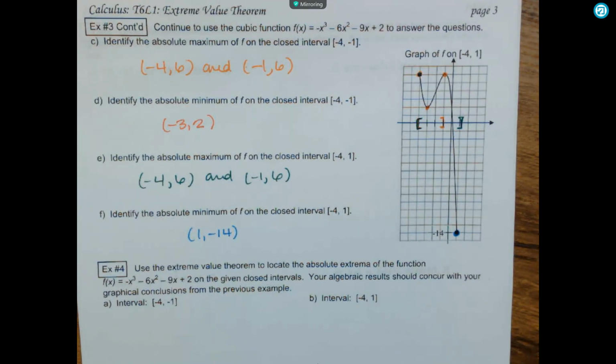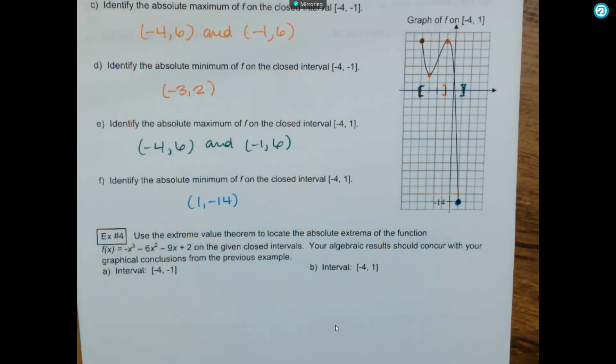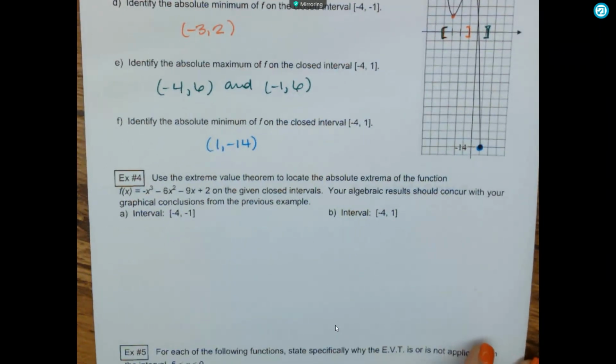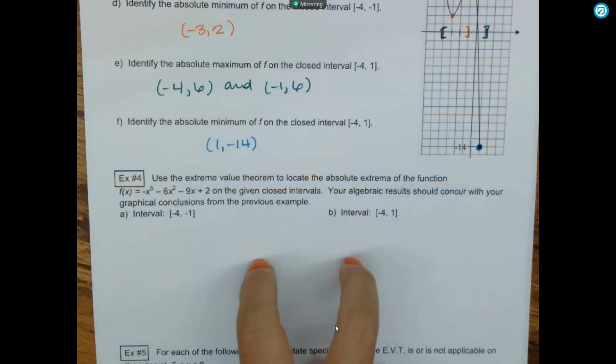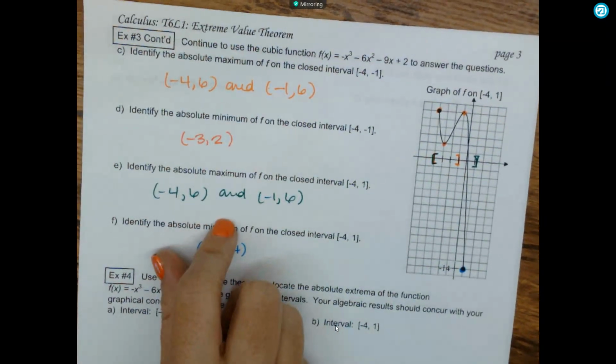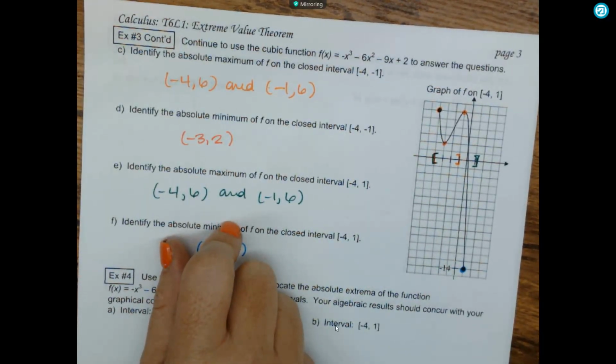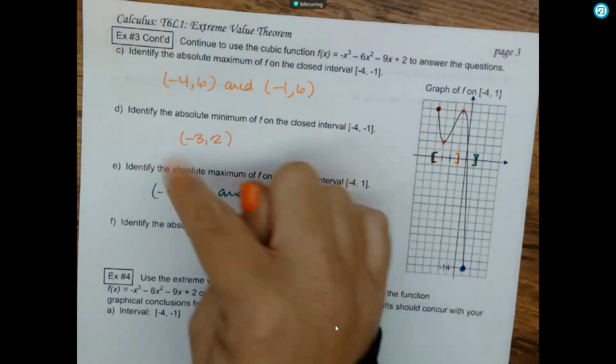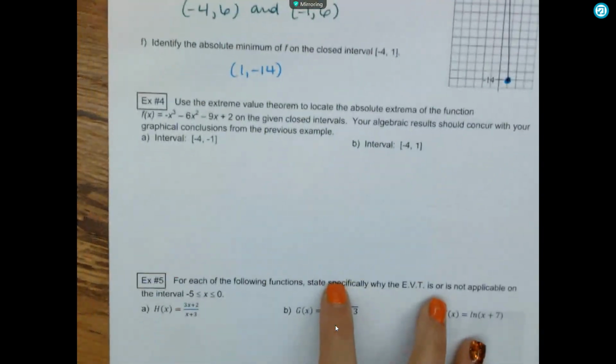All right, so now what they want us to do is give those same values without the graph. Okay, so how can we calculate that? That's what they're asking. They're saying, hey, if I gave you the same exact question, but I don't give you the graph, how can you do that for me? All right, well, we're going to use the extreme value theorem to locate the absolute extreme of the function on our closed intervals, and then we're going to use our algebraic results to concur with our graphical conclusion from the previous example. So when we're done, our answers to these should be the same as what we had up here. Is everybody with me? Okay, so we're kind of lucky because we have the right answers that we should ultimately get to, and we're going to figure out how to get to them from here.